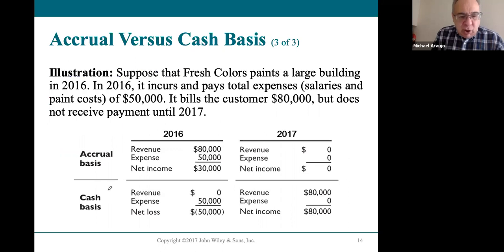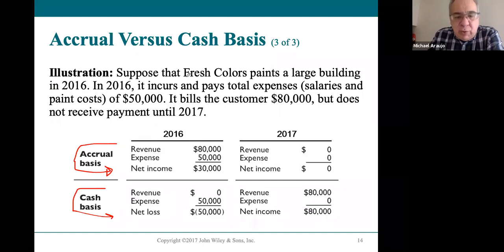How does it work? Well, here's the difference between what we're doing, which is the accrual basis, and what a small business can do that's using the cash basis. Okay. So let's suppose that we have this company called Fresh Colors, which I think is a very nice name myself. And they paint a large building in 2016. So in 2016, they have a bunch of expenses, salaries and wages, and paint costs that were $50,000. It bills the customer $80,000 for the work that's done, but it's not going to receive payment until next year.